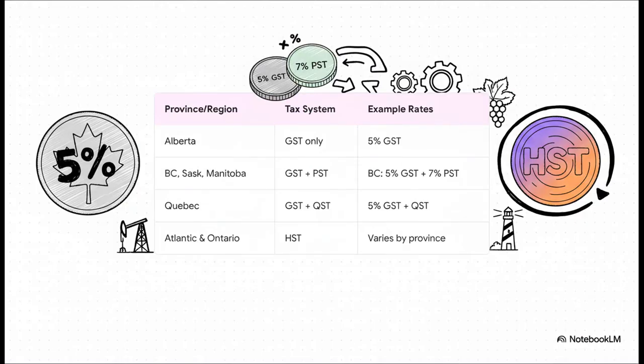This table really lays it all out for you. You've got a few different flavors of sales tax depending on where you are. If you're in Alberta, life is simple. It's just that 5% federal GST. Then you have provinces like BC, where they tack on their own Provincial Sales Tax, or PST, on top of the GST. And finally, you have the HST provinces, like Ontario and the Atlantic provinces, where they've combined the federal and provincial taxes into one single rate. Knowing which system you're operating in is absolutely fundamental.